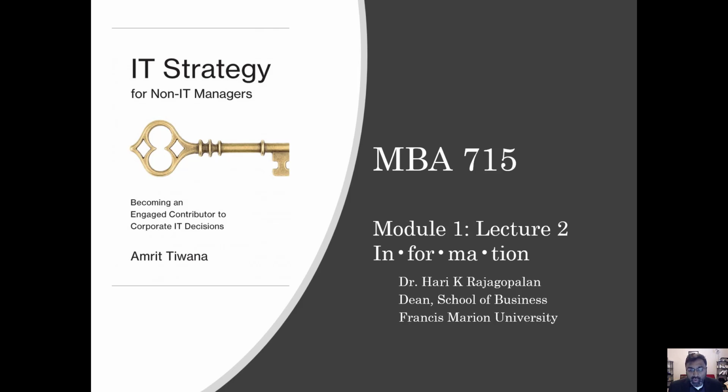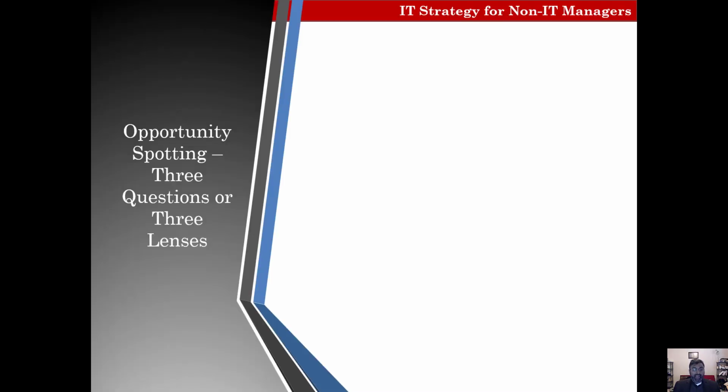This is part two of the lecture on information, and we will now start looking at the lenses for IT strategy. To look at how IT can be used strategically, you must know how information is affecting your entire industry and your own firm's place in it. This helps you understand what information is worth managing.